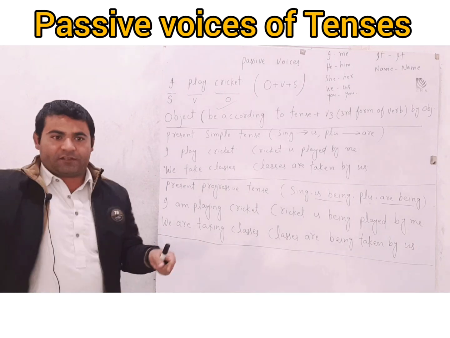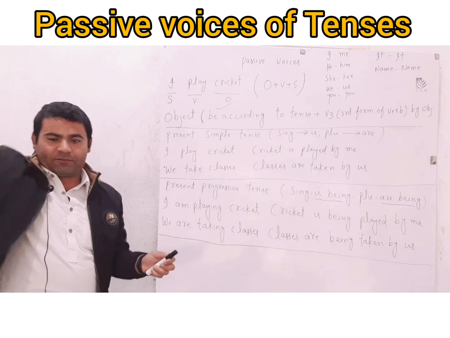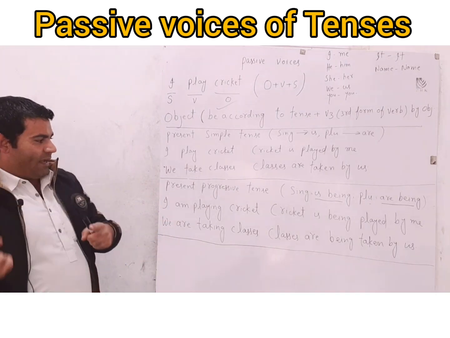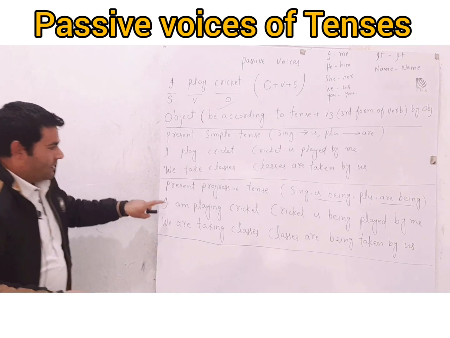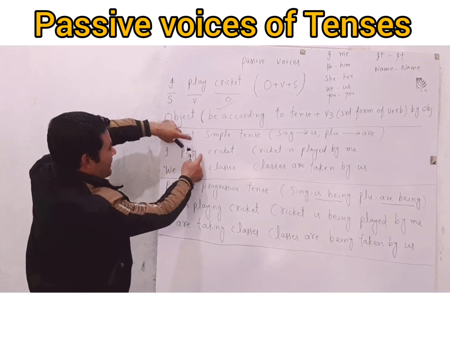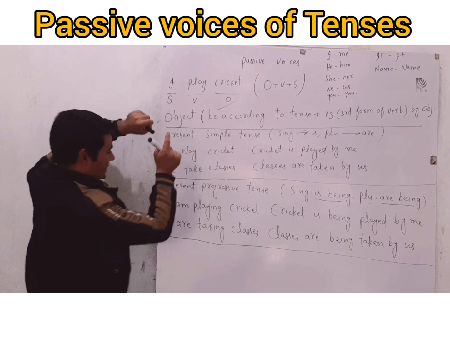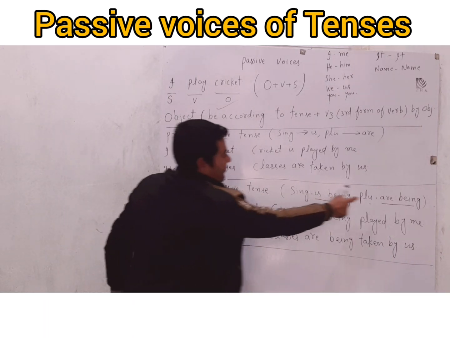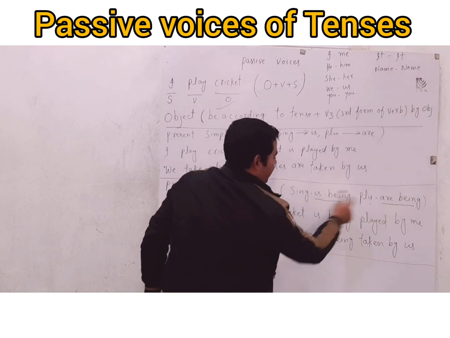If you know this, everything else, all the method, remains the same. The object will come to the place of the subject, and then the helping verb, and then the third form, and then by, and then the objective case. So just look at this and don't forget how we changed the present simple tense. Just keep that in your mind, and then look at the helping verbs.